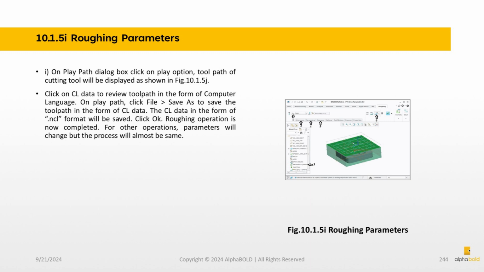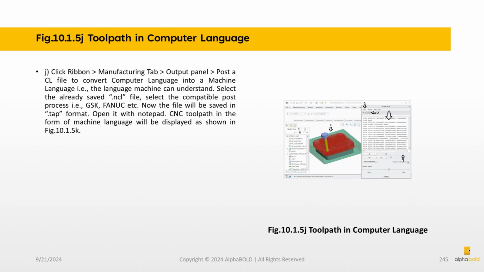For other operations, parameters will change, but the process will be almost the same. Click ribbon Manufacturing tab, Output panel, Post a CL File to convert computer language into machine language, the language the machine can understand.